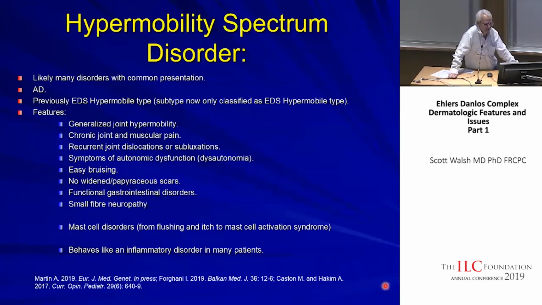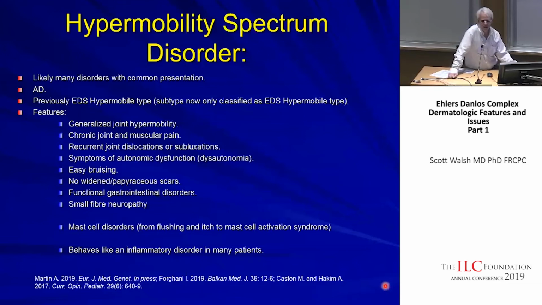as we've heard today, typically easy bruising. Scars can be abnormal, but they're not those cigarette paper wrinkling scars. Functional gastrointestinal disorders and small fiber neuropathy seems to track along with this. Mast cell disorders are very common, and I would say it's close to 90% within this population.